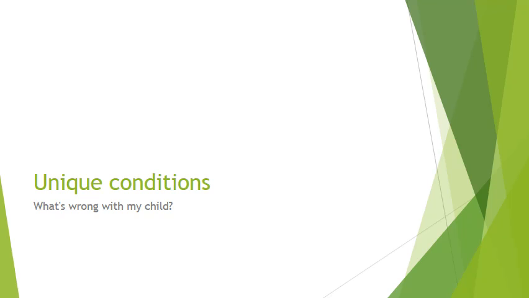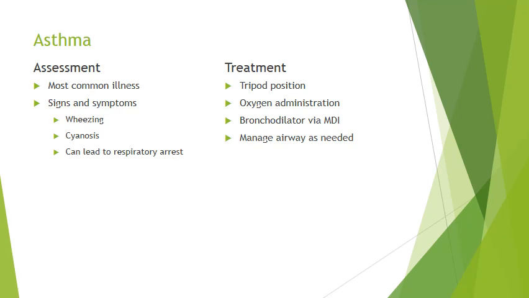So these are the unique conditions, things that happen with infants and their signs and symptoms and treatment. Alright, so asthma, it's the most common illness. Signs and symptoms include wheezing, cyanosis, and it can lead to respiratory arrest. So what you want to do is put them in a tripod position if you can. You want to give them oxygen, and if they have it, a bronchodilator, via metered dose inhaler.